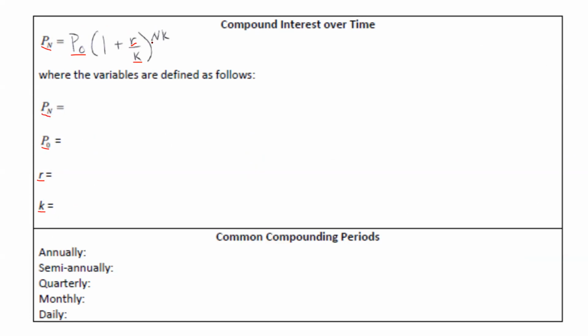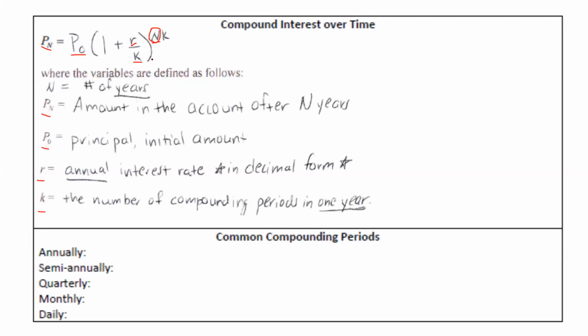Now, what is this thing? What is this N? Well, we'll chat about that. So, N is the number of years. There you go. That's the only new thing we're introducing. PN is the amount in the account after N years.